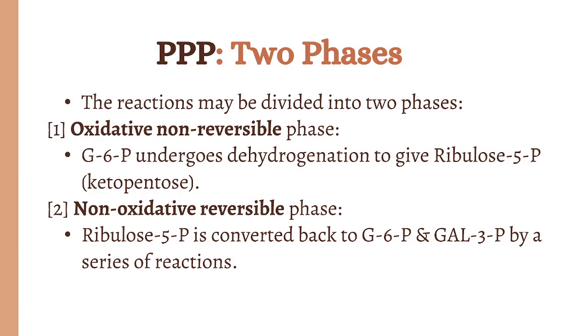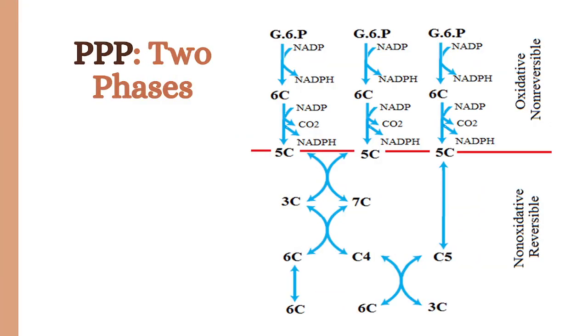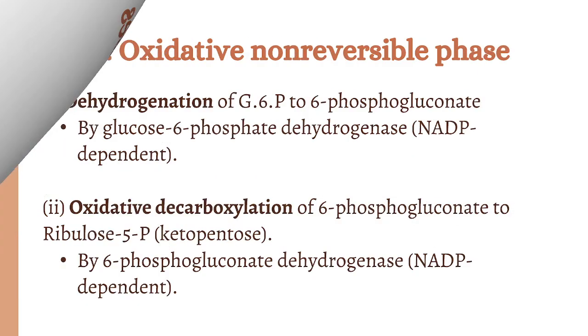The pentose phosphate pathway has 2 main phases: an oxidative non-reversible phase, in which glucose 6-phosphate is dehydrogenated to ribulose 5-phosphate, followed by a non-oxidative reversible phase, in which ribulose 5-phosphate is converted back to glucose 6-phosphate and glyceraldehyde 3-phosphate by a series of reactions. Let's see. The red line here demarcates the 2 phases. The first oxidative non-reversible phase, as you can see, the arrows are non-reversible, includes 2 reactions, and the rest are part of the second non-oxidative reversible phase of the pentose phosphate pathway.